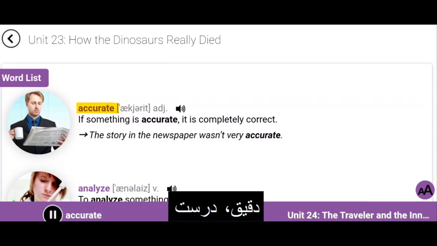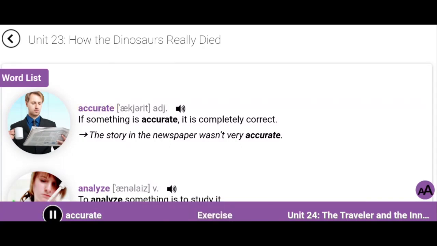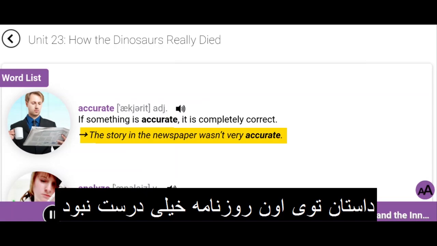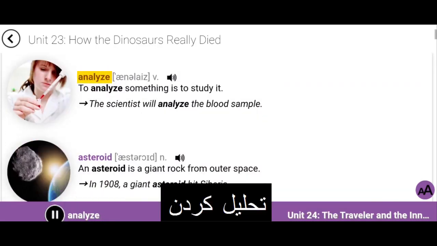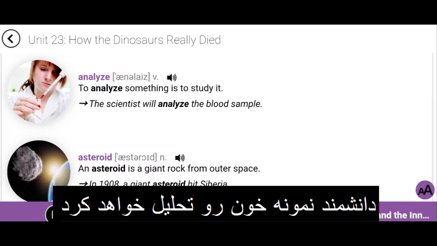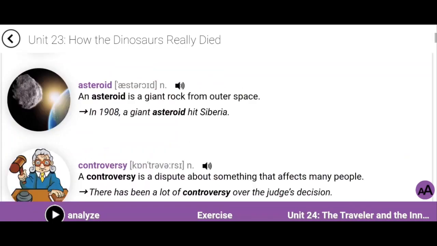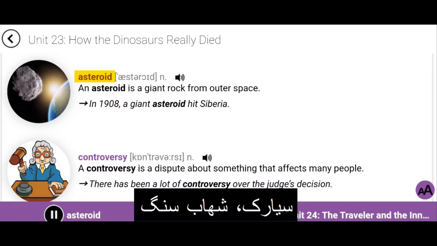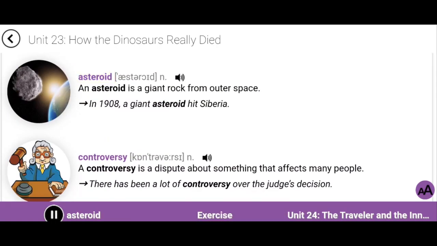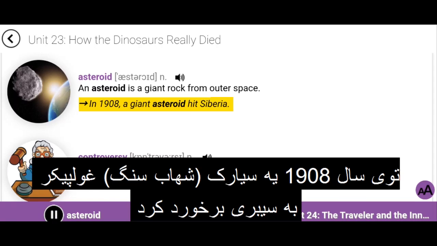Accurate. If something is accurate, it is completely correct. The story in the newspaper wasn't very accurate. Analyze. To analyze something is to study it. The scientist will analyze the blood sample. Asteroid. An asteroid is a giant rock from outer space. In 1908, a giant asteroid hit Siberia.